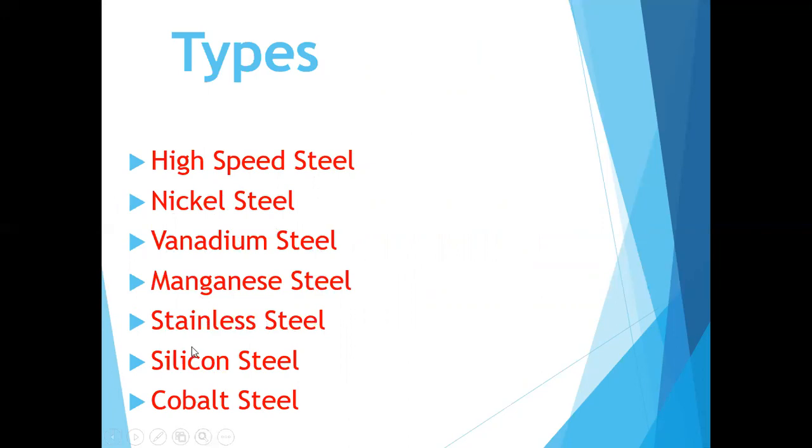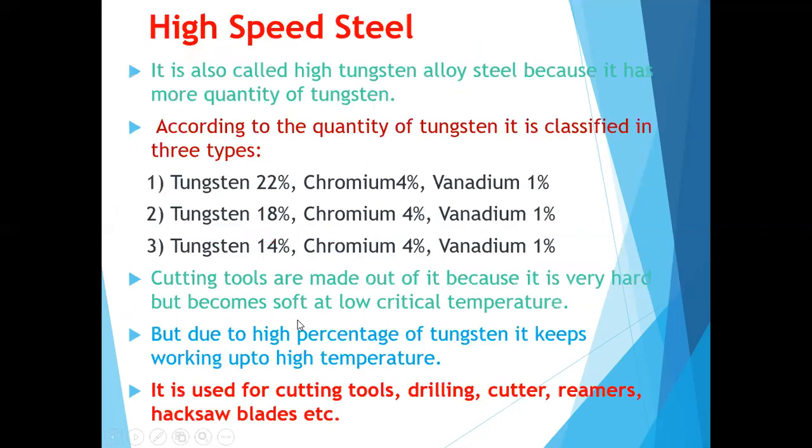I think you are familiar with stainless steel. So what is high speed steel? It is also called high tungsten alloy steel because it contains a larger percentage of tungsten. There are three types of high speed steel: tungsten 22 percent, chromium 4, vanadium 1; tungsten 18 percent; and tungsten 14 percent. Chromium and vanadium are 4 percent and 1 percent respectively.